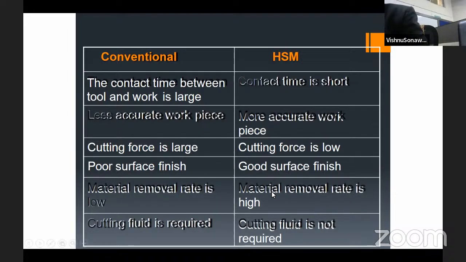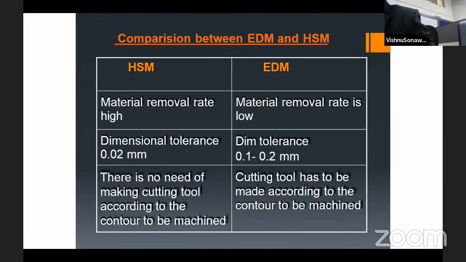In high-speed machining, the material removal rate is higher and higher, and cutting fluid is required, but in high-speed machining, cutting fluid is not required. Right? Again, we can achieve the dimensional tolerances by using high-speed machining, that is 20 micron to near 2 micron, whereas in EDM, it is 20 micron.